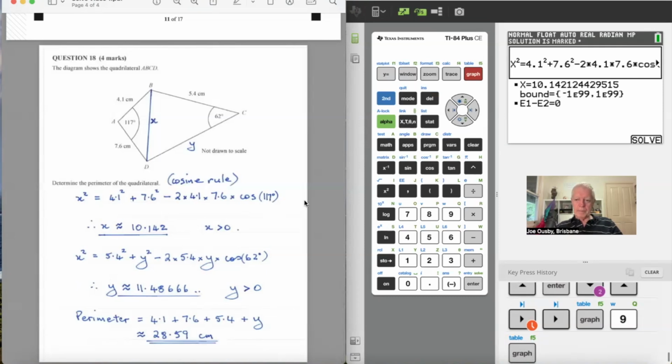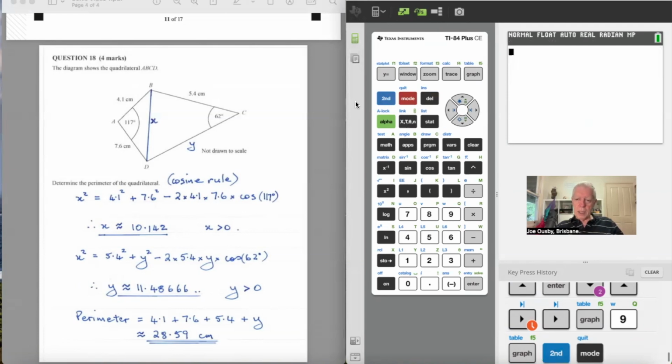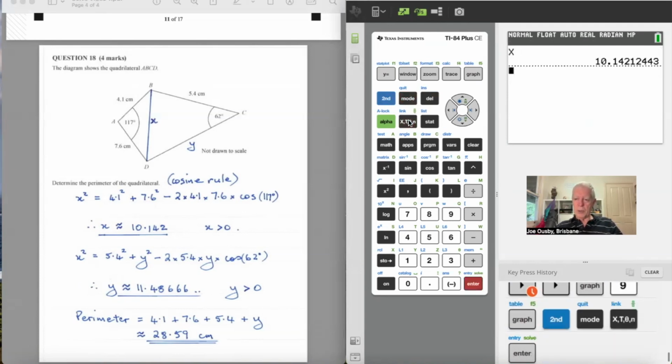Anyway, on my calculator, it doesn't show up, but that's just a feature of the calculator. I could actually get it to show up if I wanted to, and I'll say a little bit more about that later. Now, if I quit out of that, x is not lost. So if I say, okay, what's x? It says, okay, it's 10.142. So it's still there. Then I went to the next question.